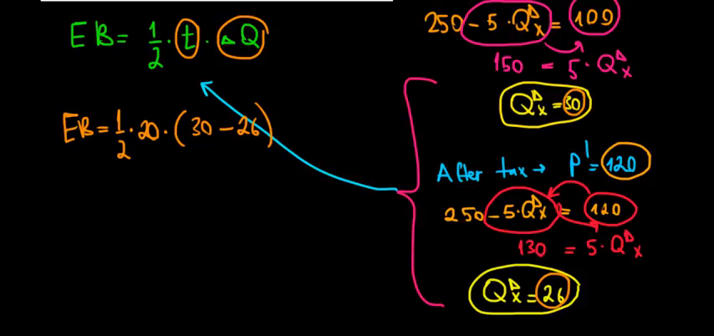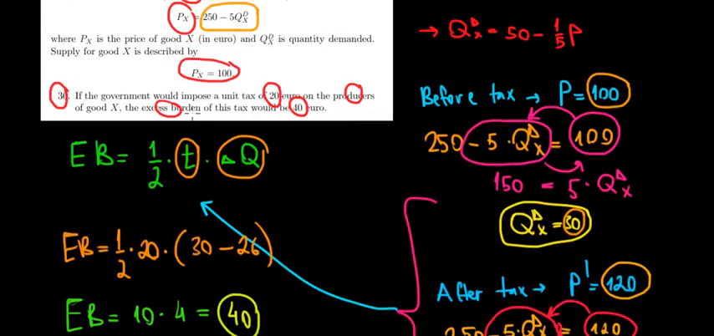Now, what's that going to be? The excess burden is equal to a half times 20. That's just 10, multiplied with 30 minus 26, which is 4. 10 times 4 is equal to 40. And the answer key tells us that the excess burden would equal 40 euros. So the answer is true, and we are done.